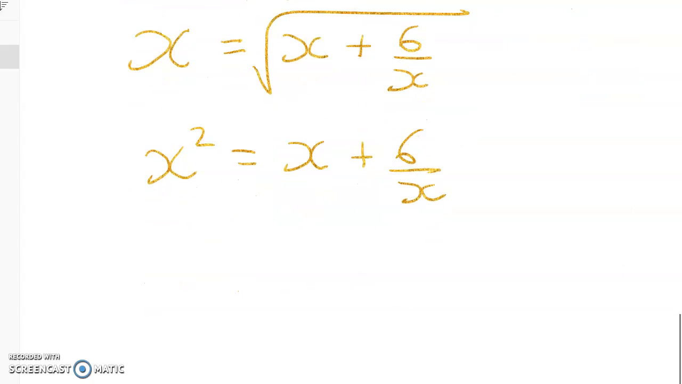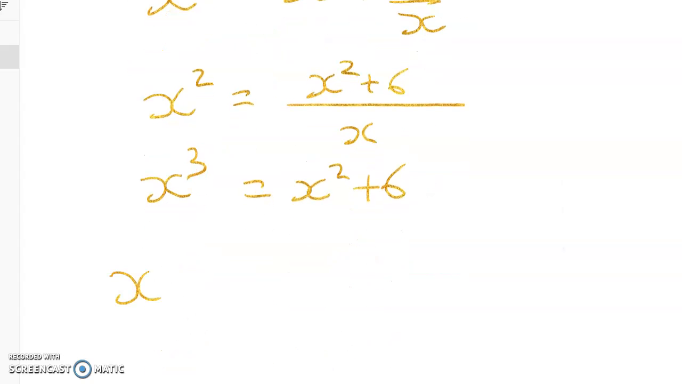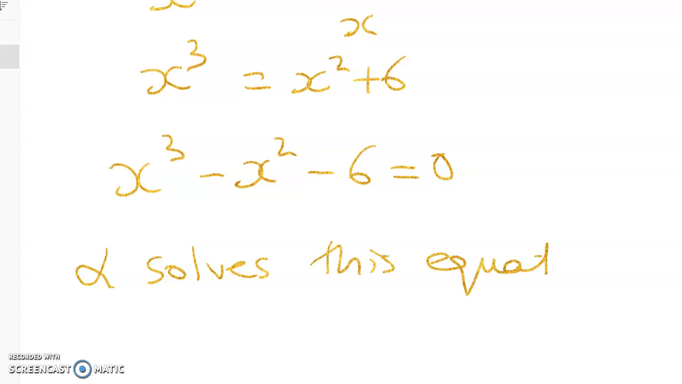We know where we're going. We're trying to get to that cubic we had at the start. So we're going to have x squared equals x squared plus 6 over x, giving us x cubed equals x squared plus 6, or x cubed minus x squared minus 6 equals 0. But we know that alpha solves this equation. So we have alpha cubed minus alpha squared minus 6 equals 0 as required.